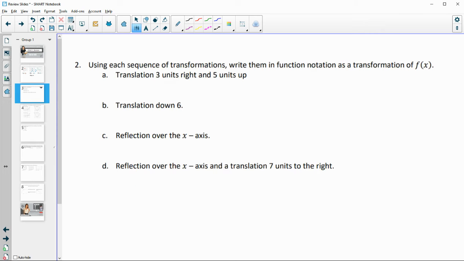Number 2, using each sequence of transformations, write them in function notation as a transformation of f of x. So this one says a translation 3 units right. So that's going to be inside, and then 5 units up. So we've got this f of x, right? And then we've got 3 units right. Okay, so move to the right. So that's going to be a -3, opposite of what it feels like. And then 5 units up is on the outside, so +5 on the outside.